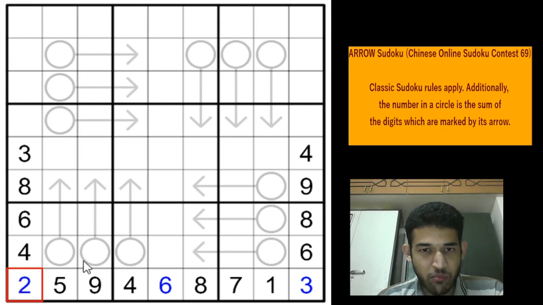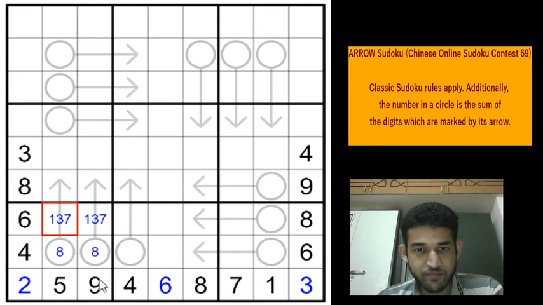Right? Now in box 7, because of the 8 in row 7 column 9, we'll have the 8 in one of these two cells. The remaining digits are 1, 3 and 7 in box 7. So these two cells will be 1, 3, 7 and these two cells will be 1, 3 and 7. And in box 9 if you see 1, 3, 7, 6, 8 have been placed already.